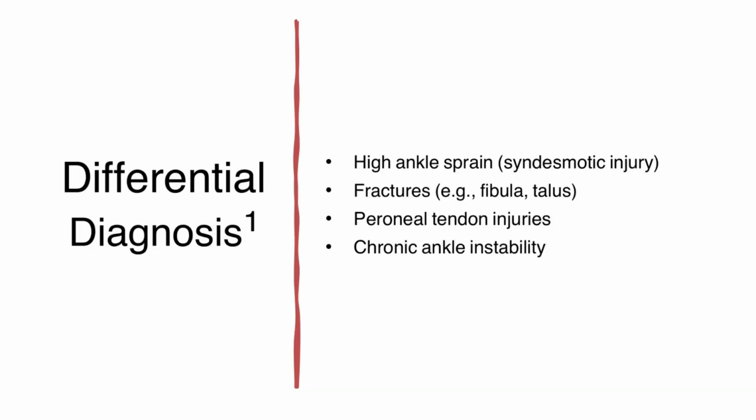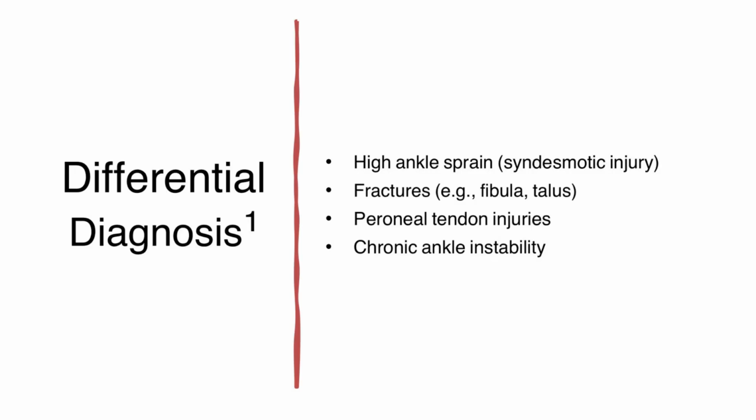So, now we're getting into differential diagnosis. There are a lot of conditions that can mimic a lateral ankle sprain. I just chose a few of them. So you have the high ankle sprain, the fractures, peroneal tendon injuries, or chronic instability.